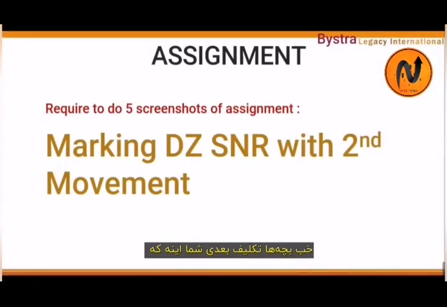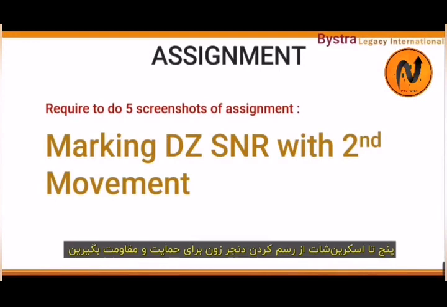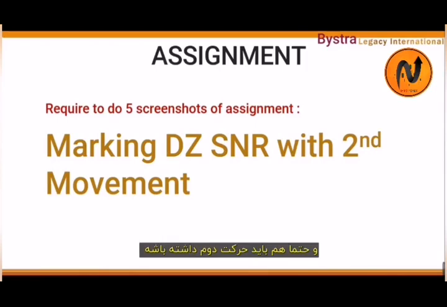Okay guys, your next assignment is to do 5 screenshots of marking the danger zone for support and resistance, and it must come with a second movement. That's it. Okay, remember guys, at the edge of the support or the resistance, the zone has to be from there to the shadow or the wick of the candlestick. Keep it in the folder.